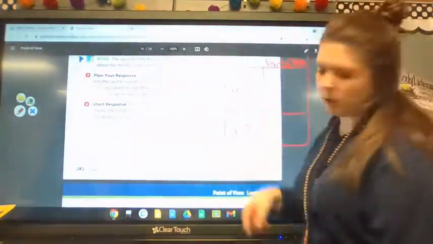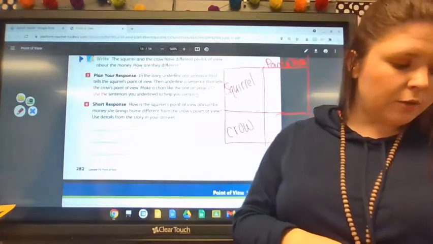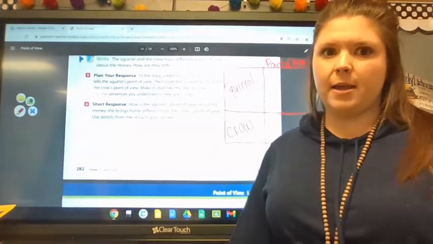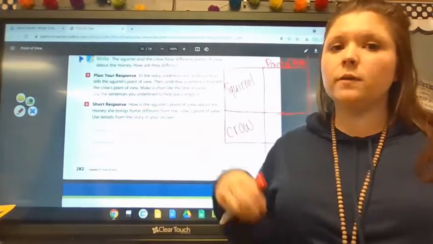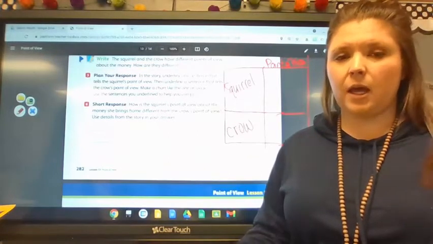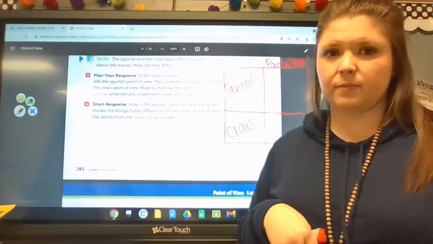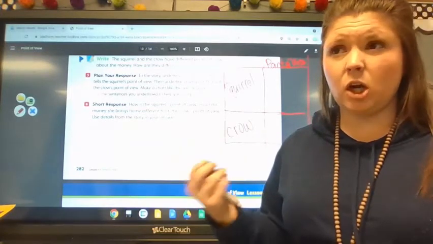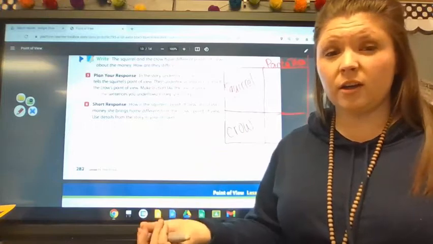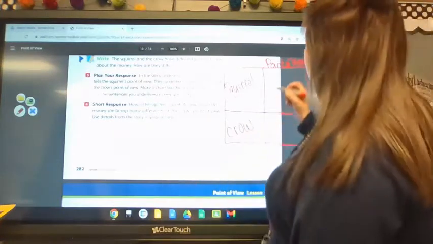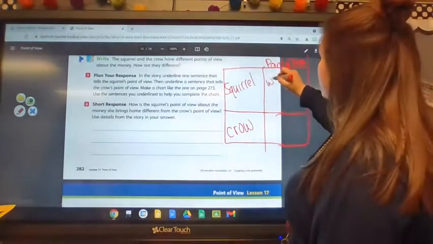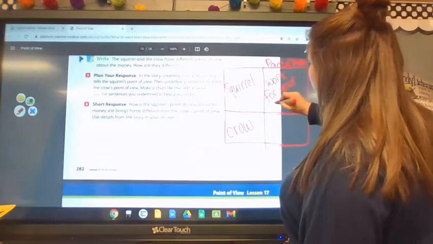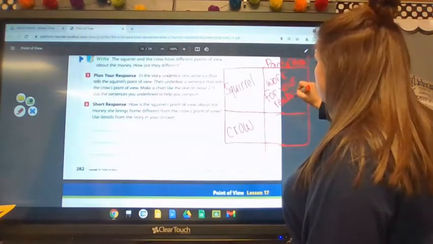So let's start with the squirrel. The squirrel said, there is no share for lazy birds like you. And remember, she dropped the money bag into her nest. So how does the squirrel feel or think about this situation? The squirrel basically thinks her point of view is, if you don't work, you don't get the reward, right? So the squirrel's point of view is you have to work for your reward or prize, right?